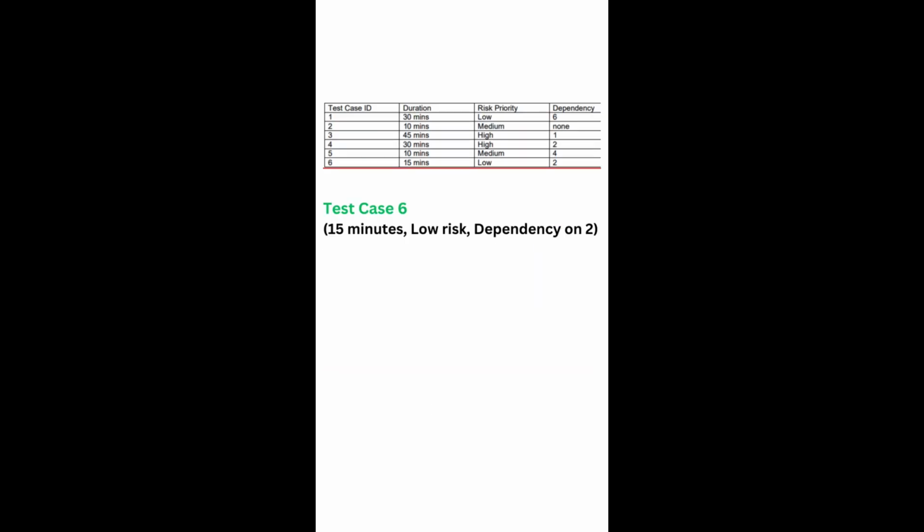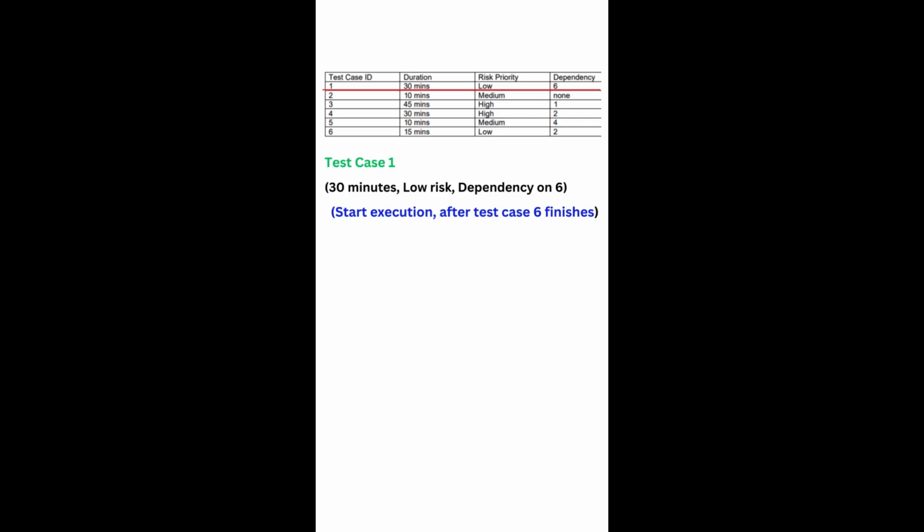Then, execute test case 6 with 15 minutes, low risk, dependency on 2. Now, test case 1, with 30 minutes duration, low risk, dependency on 6. So, start execution after test case 6 finishes. Last one is test case 3, 45 minutes, high risk, dependency on 1. Run it as the last test due to its high risk and dependency.